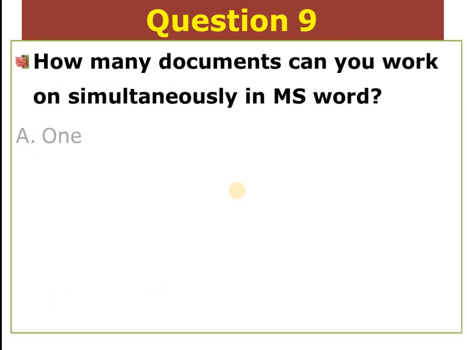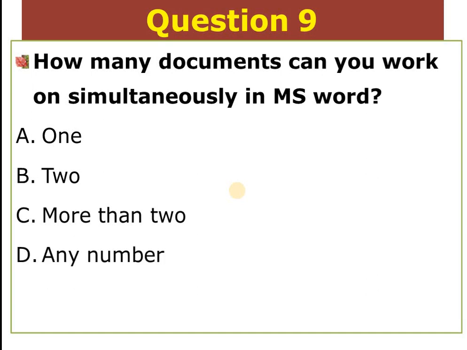Question number 9. How many documents can you work on simultaneously in MS Word? A. 1, B. 2, C. more than 2, D. any number. Choice D is the answer.